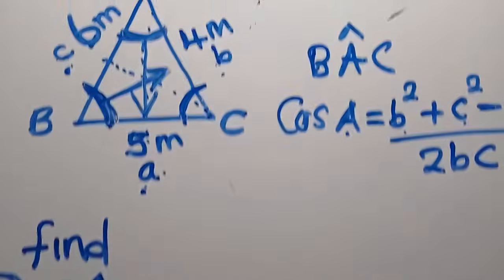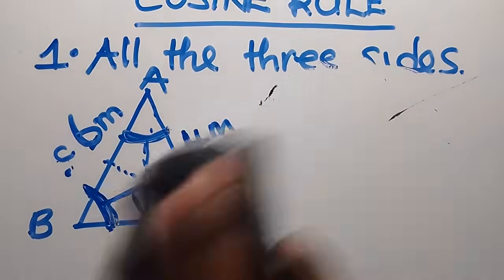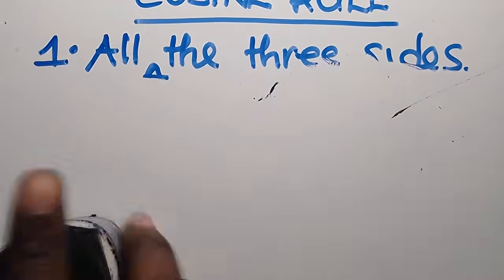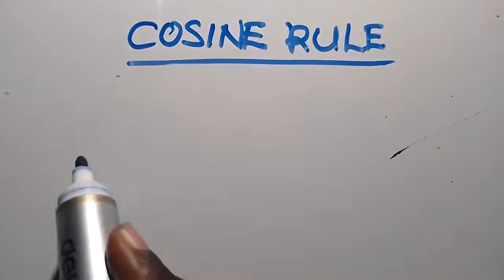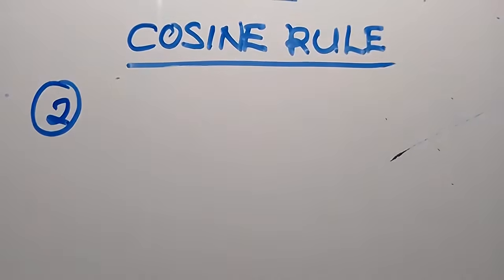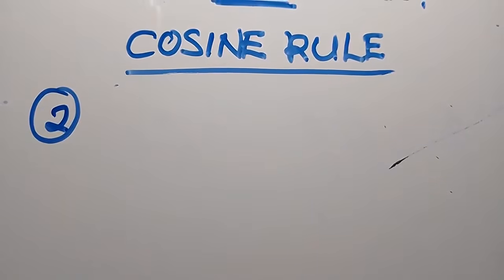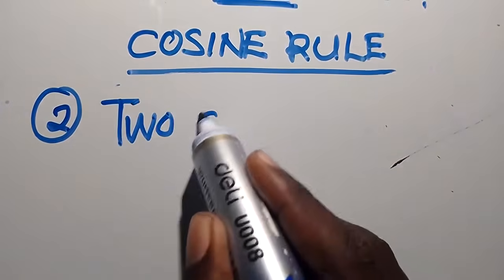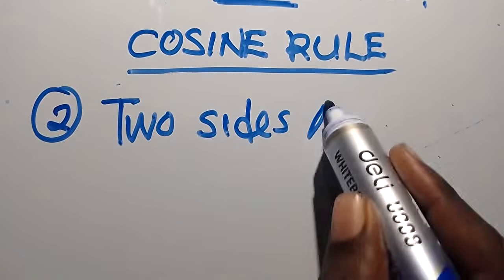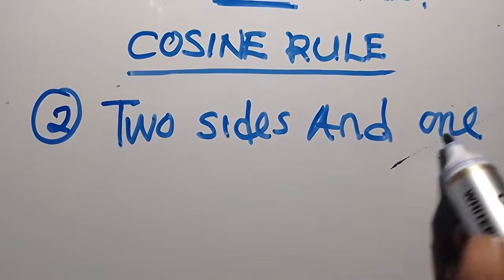So now, I was talking about the first one under the cosine law, which is when you are given all the three sides. This is the first one. We now move to the second one. So we are still under the cosine law. This is the second one. When do we use the cosine law in an exam? When you are given two sides and one angle. So two sides and one angle.